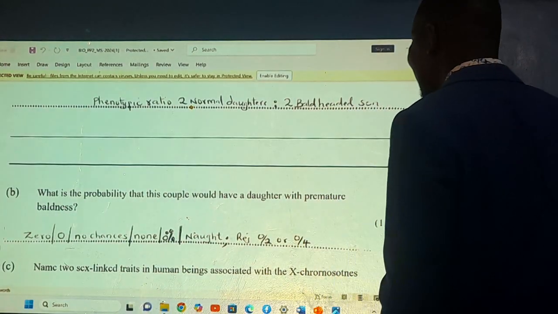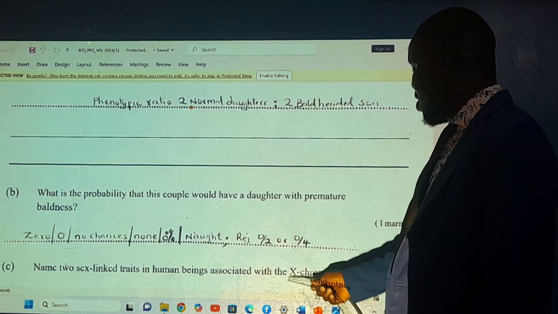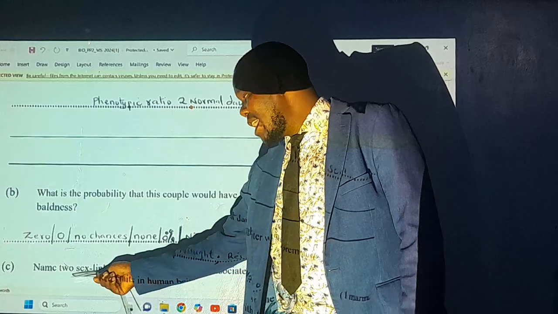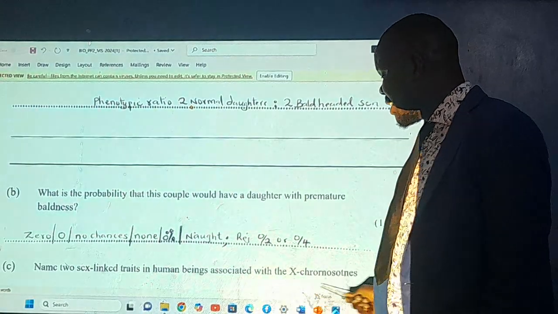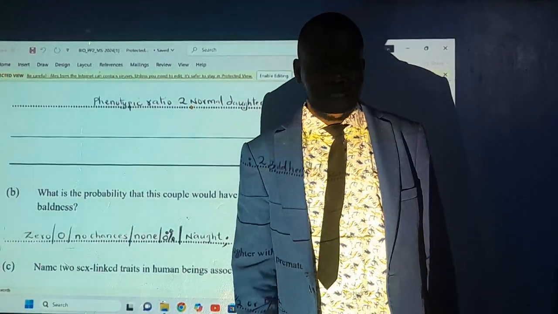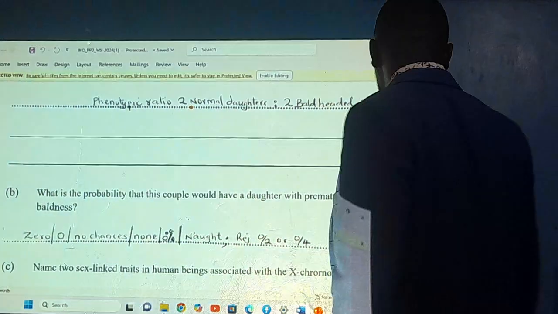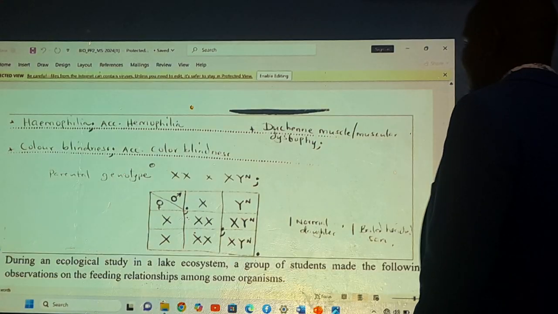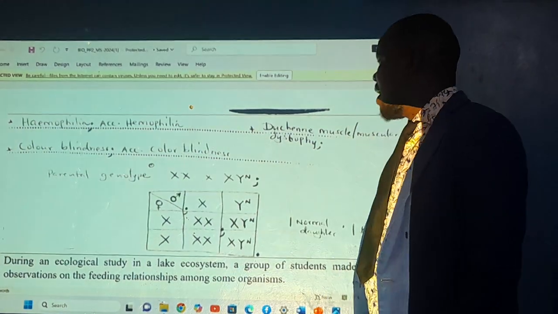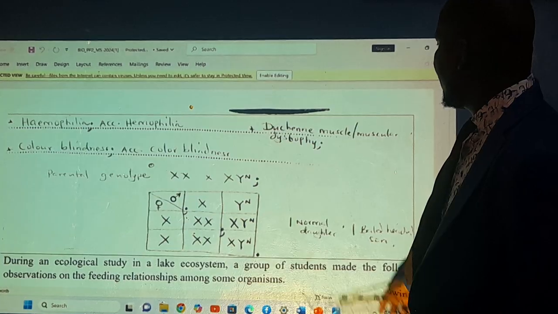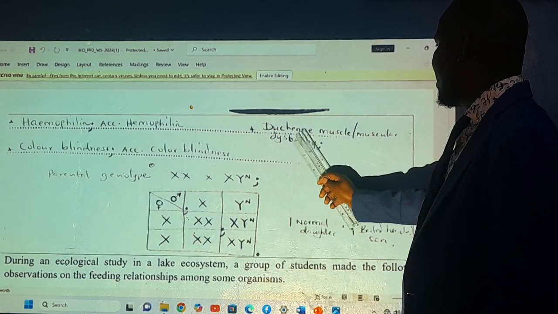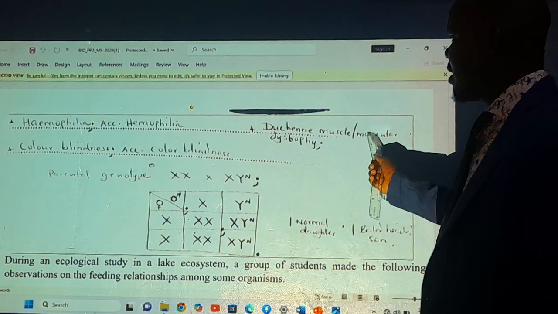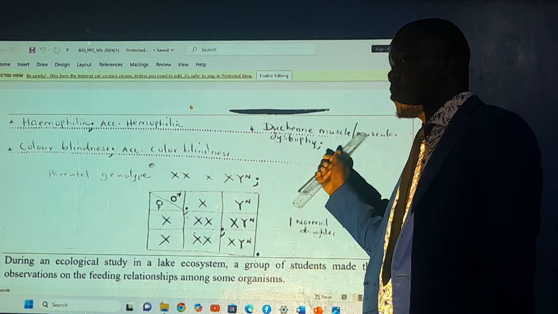Then C: name 2 sex-linked traits in humans associated with the X chromosome. Underline sex-linked, which are linked to the X chromosome. We have hemophilia. You have color blindness. Hemophilia and color blindness. Then again, we have muscular dystrophy. That is for the X chromosome, but it's affecting the male.